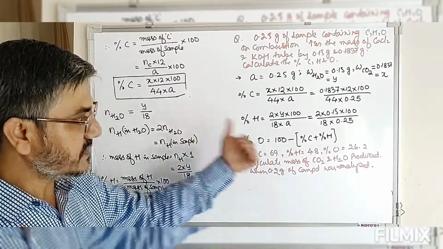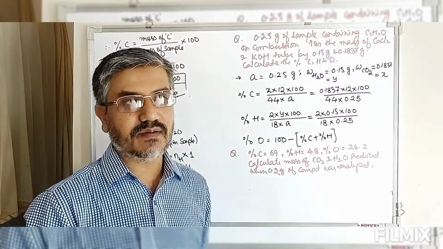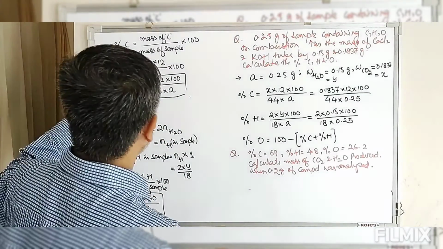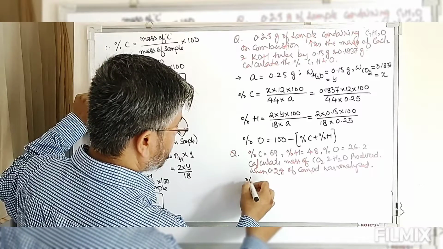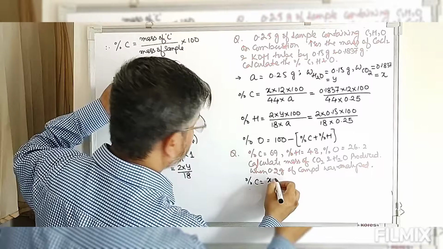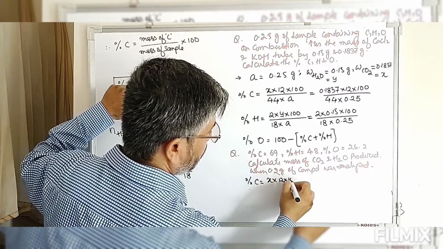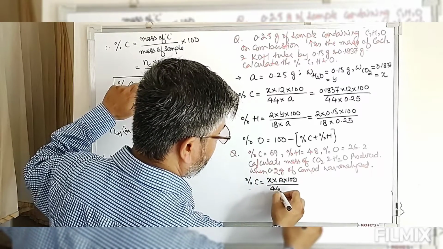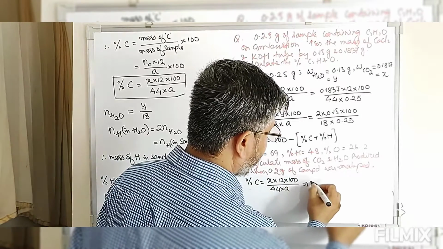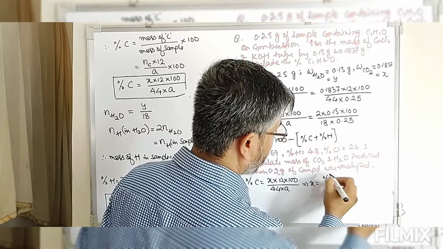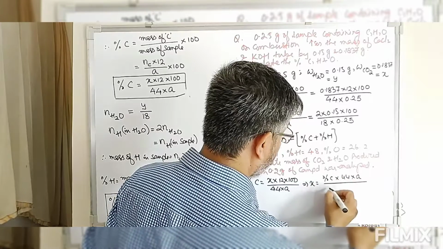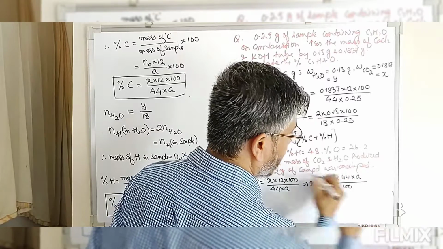Now look at this, percentage is given. We have to find the mass of carbon dioxide and water from it. So now look at this, we have this percentage. Percentage of carbon is equal to x, that is the mass of carbon dioxide, into 12 into 100 divided by 44 into A. So now we have to find this value. Therefore x is equal to percentage of carbon into 44 into A divided by 12 into 100.